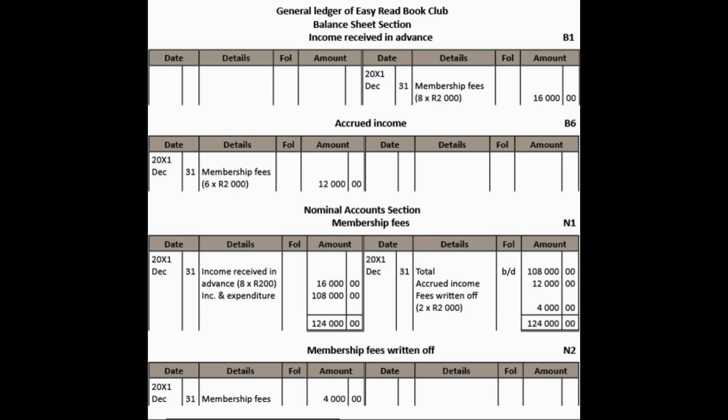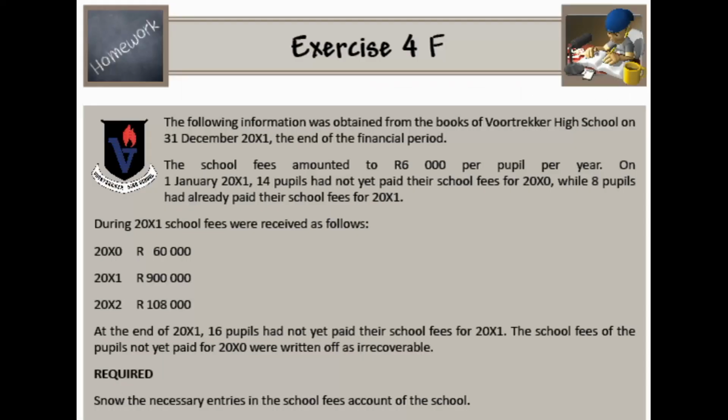Now let's carry on to exercise 4F. The following information was obtained from Voortrekker High School on the 31st of December. School fees are 6,000 Rand per year. On the 1st of January, 14 pupils have not yet paid their school fees for 2020, while 8 pupils have already paid their school fees for 2021. That was the beginning of the year.